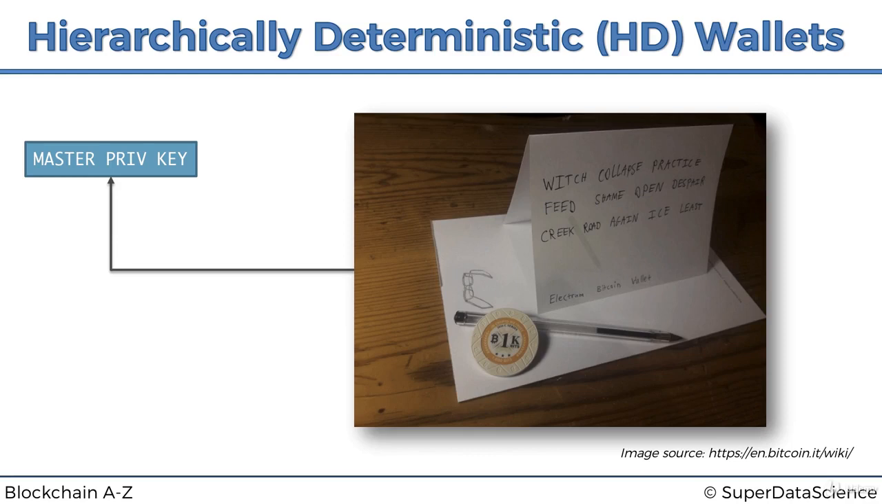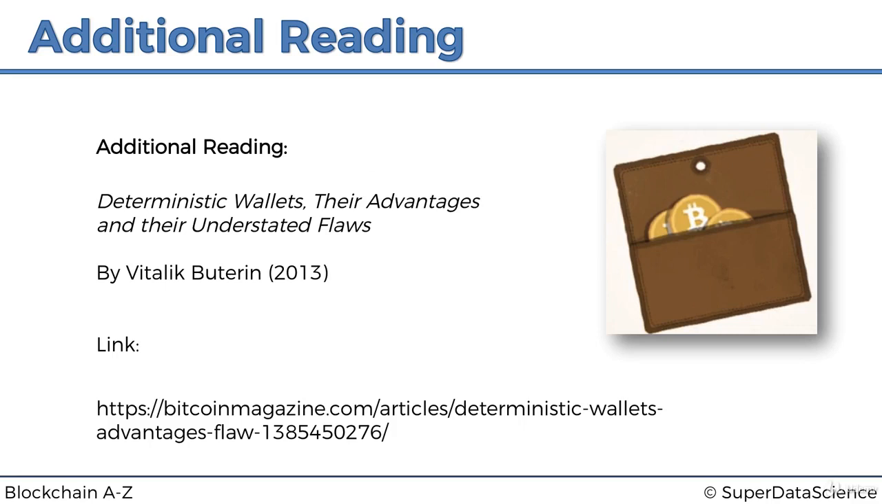And if you'd like to learn more, then check out the article by Vitalik Buterin. It's called Deterministic Wallets, Their Advantages and Their Understated Flaws. So it's a great description. It's got some great analogies there about how to think about these wallets.